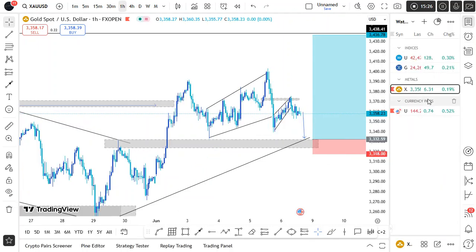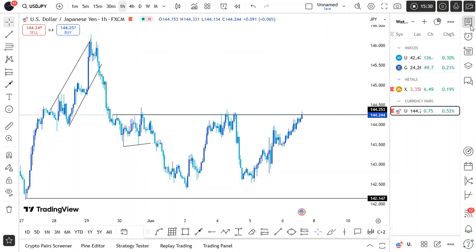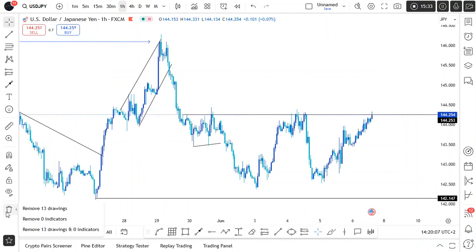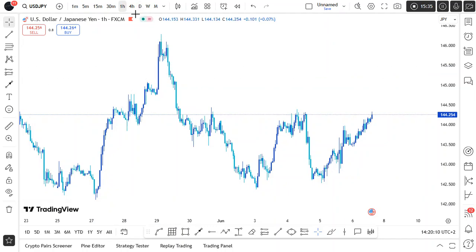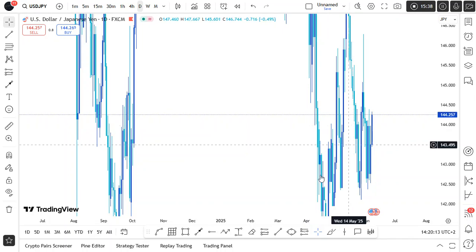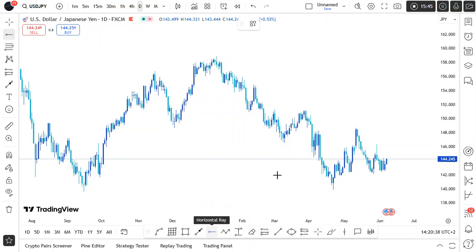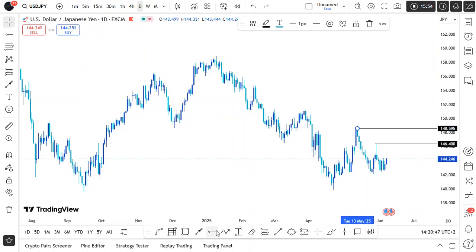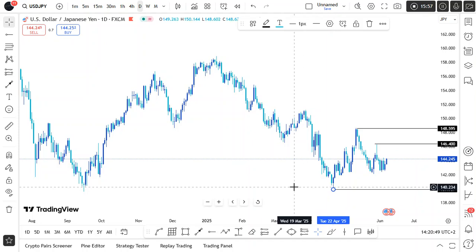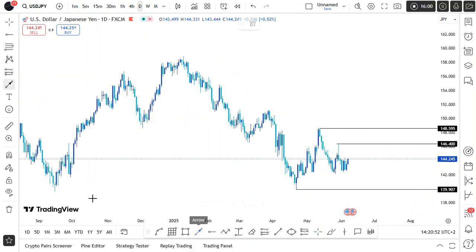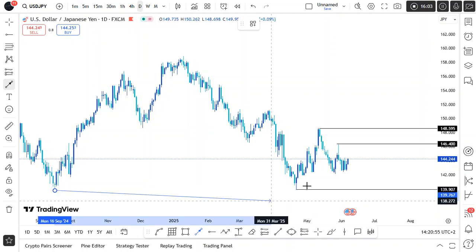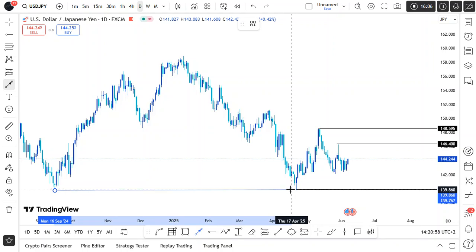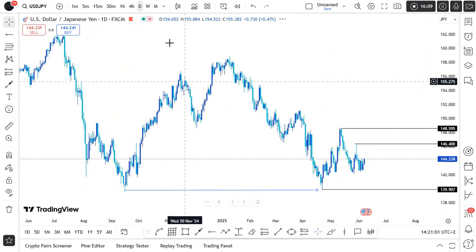And USD JPY, this one I did not actually go that deep on. So on USD JPY, it's still forming something actually. Yeah, still forming something, and we have to respect it for that.